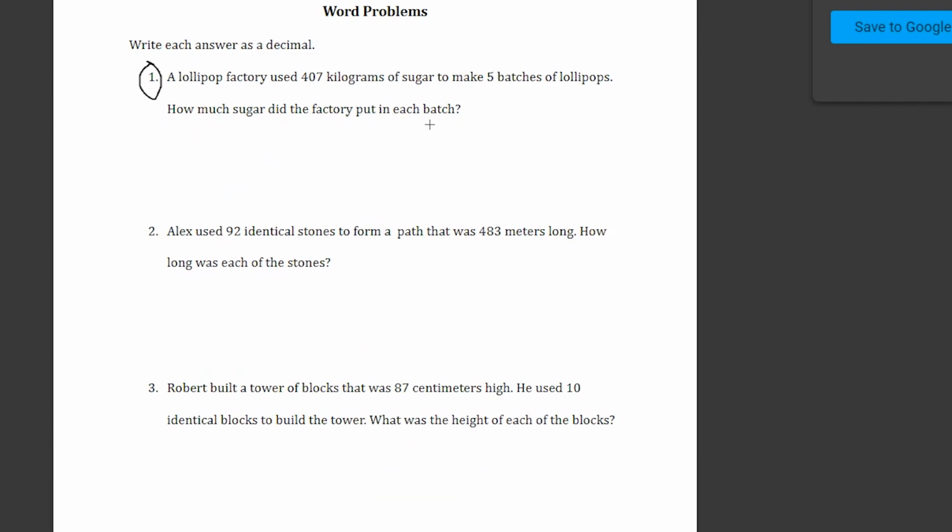For our word problem, we have a lollipop factory used 407 kilograms of sugar to make 5 batches of lollipops. How much sugar did the factory put in each batch? So we have the numbers 407 and 5, and the word problem says each, so that's how I know that we're dividing. So we're going to set it up just like this, 407 divided by 5. So first we look at 4 divided by 5, that's not possible, so we're going to put a 0 as a placeholder.